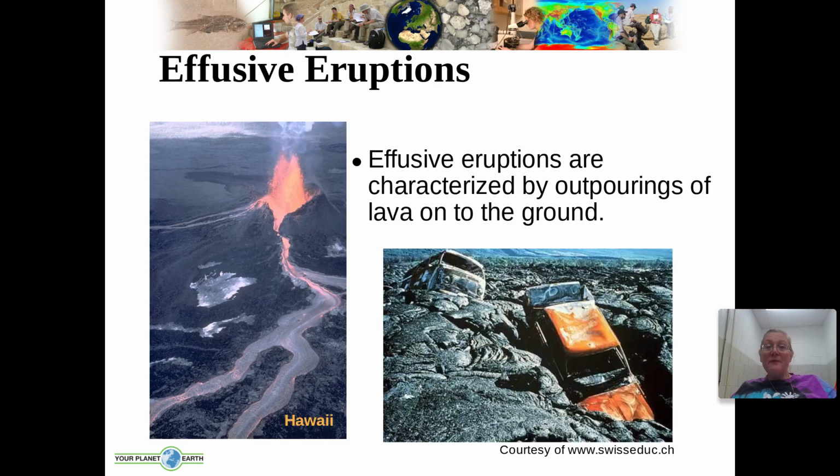Now, effusive eruptions are slow, and that sounds good, right? Sounds so much safer than a pyroclastic flow. That does give you more time to leave. Pack your things, get out. But the lava will melt anything in its path. So here's some cars that people didn't get out of the way in time.